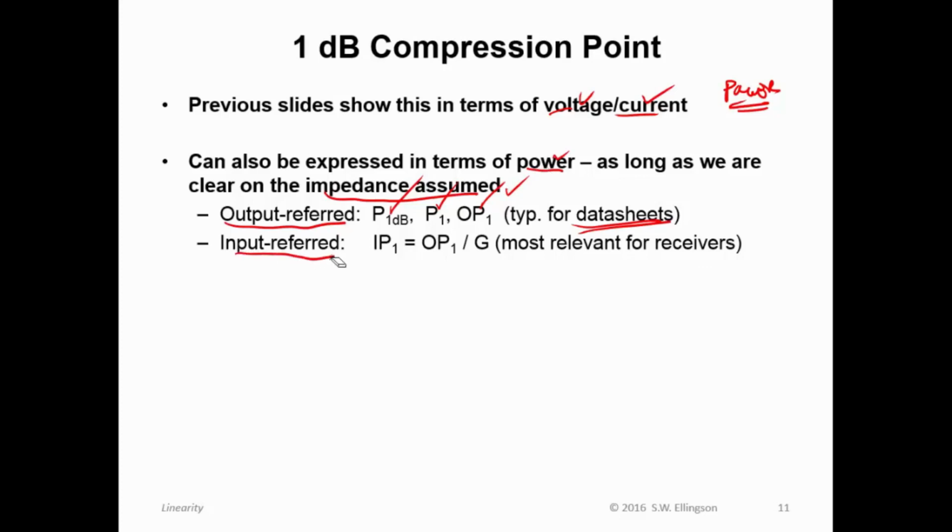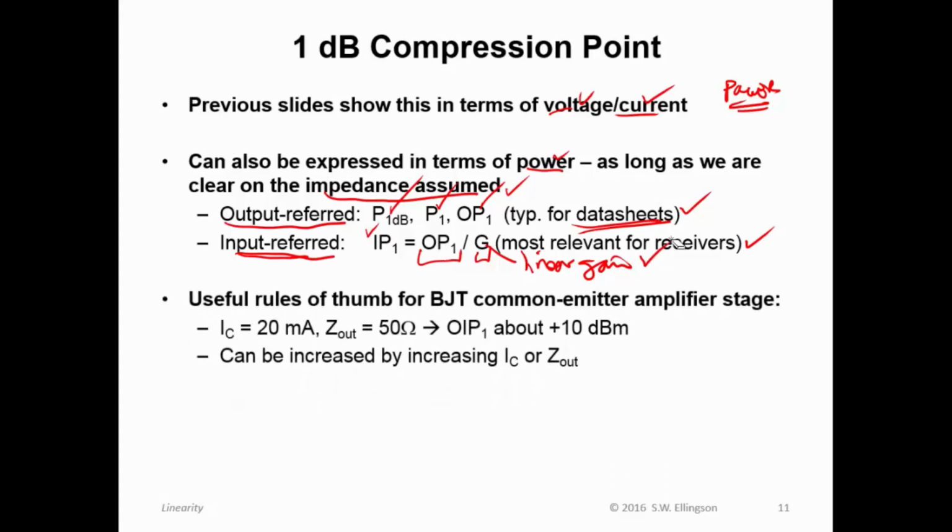For input referred 1 dB compression point, we typically use a variable such as P sub 1, I for input, and that's simply the output 1 dB compression point divided by the linear gain, where G here is linear gain. And that's actually what's relevant for most receivers. Typically manufacturers' data sheets will give you output referred 1 dB compression, because it's higher, but also because it's what you would use for a power amplifier or a transmit device. But if you're interested in receivers, you're typically more interested in the input referred 1 dB compression point, and that's simply the output 1 dB compression point divided by the linear gain.